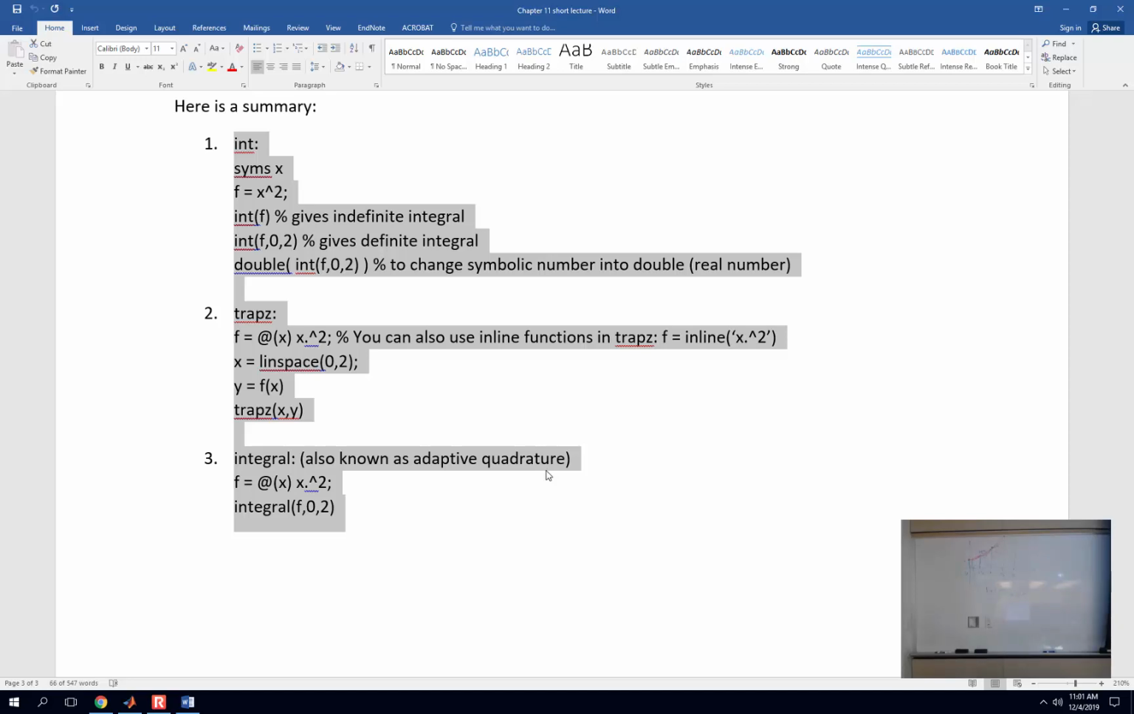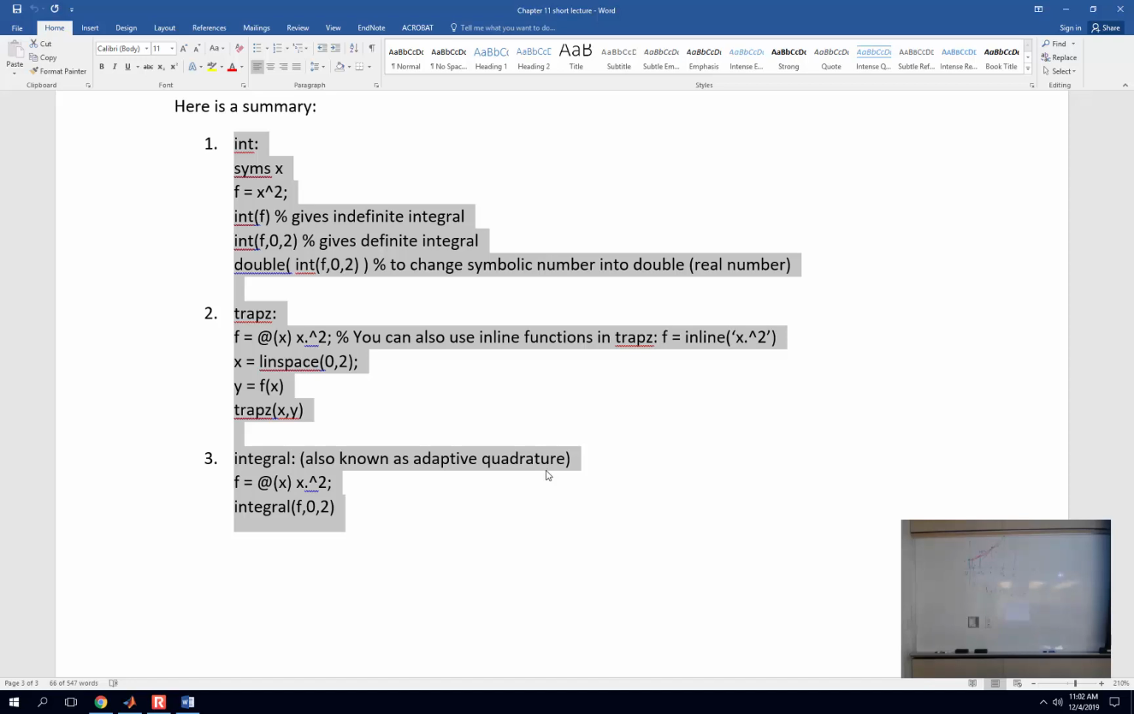Couple of questions. If I ask you for a definite integral, what can you use? The last option, number 3. For definite, I can use either one. For a definite integral, I can use either one. The number 3 will be faster. You create the function and then.